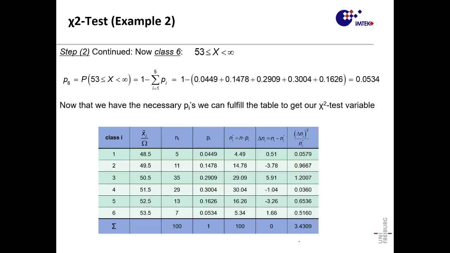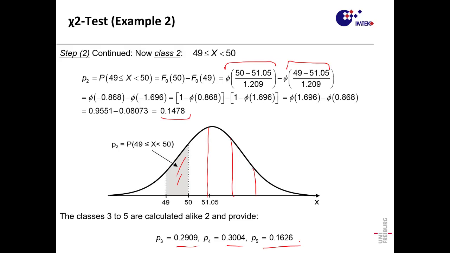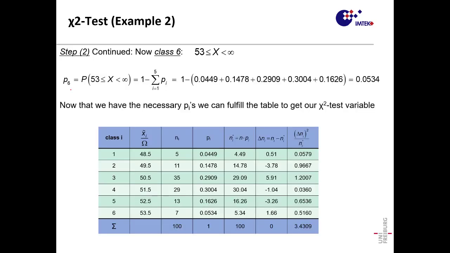Okay? And the last one is easy to calculate because this last part will be 1 minus the rest of that. Right? So the last part that is larger than 53, or between 53 and infinity, will be just 1 minus all the ones that you have calculated. So with all that information, now you can build your table.